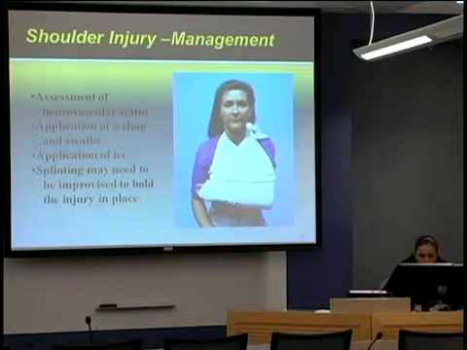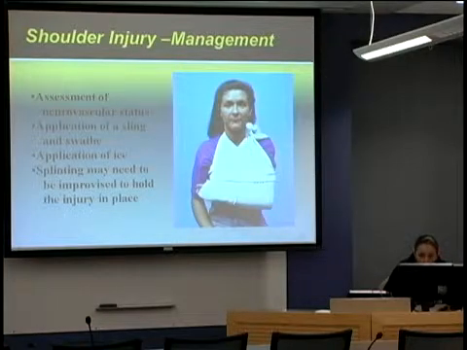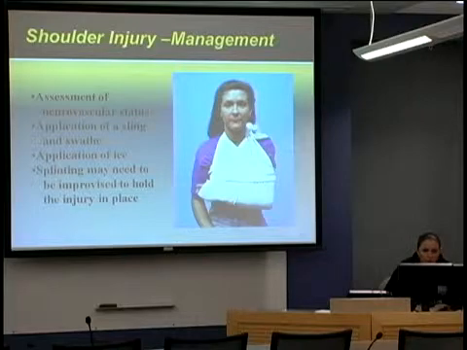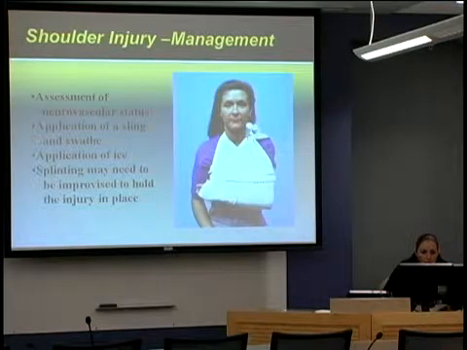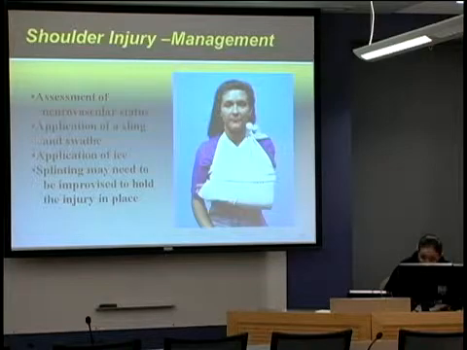So how do you manage shoulder injury? First and foremost, you want to assess the neurovascular status. And you will hear me repeating that with mostly all the injuries that I will be going over. Then you would want to do the application of the sling and swathe. Don't forget application of the ice, and splinting may need to be improvised to hold the injury in place.